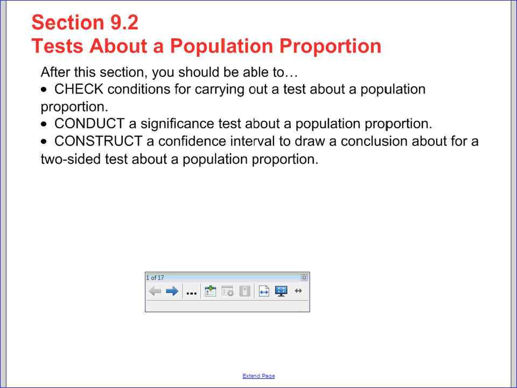There's two different processes. There is calculating the p-value if you're dealing with a proportion or if you're dealing with sample means. So today we're going to do tests about a population proportion. We're going to check the conditions. We're going to conduct the significance test from bottom to top, and we're going to reach our conclusion.